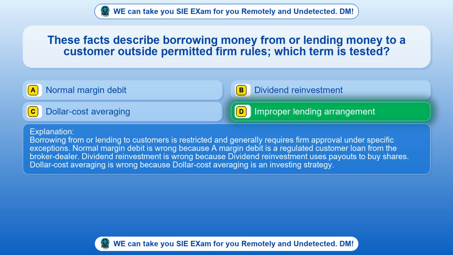Borrowing from or lending to customers is restricted and generally requires firm approval under specific exceptions. Normal margin debit is wrong because a margin debit is a regulated customer loan from the broker-dealer. Dividend reinvestment is wrong because dividend reinvestment uses payouts to buy shares. Dollar cost averaging is wrong because dollar cost averaging is an investing strategy.